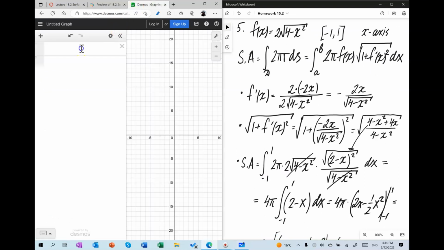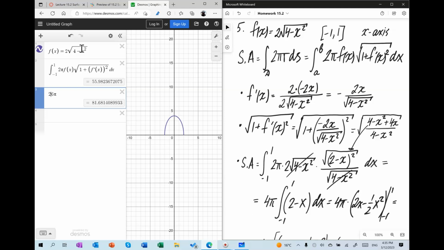Let's go open Desmos. Let's introduce our function. Our function is 2 times the square root of 4 minus x squared. And we're actually going to set up the integral from -1 to 1 of 2 pi. And the beauty here is that you can just literally type this. Hopefully it works. Looks like it did, right? And we expect the answer to be, what was it, 16 pi? So for comparison, let's type here 16 pi.